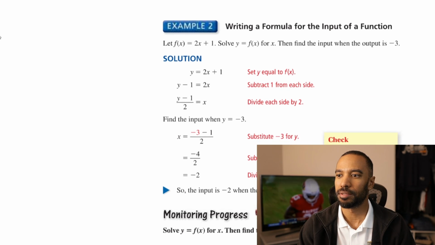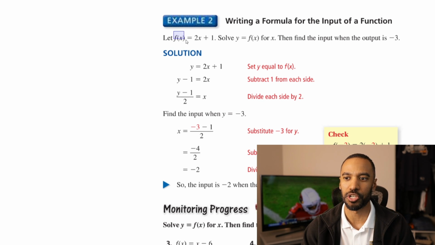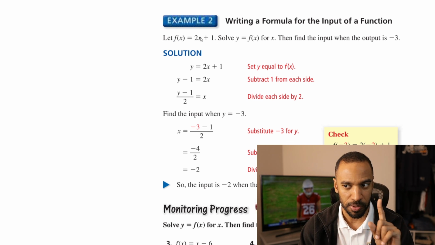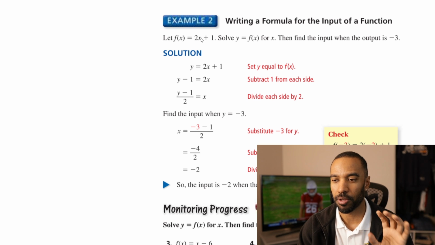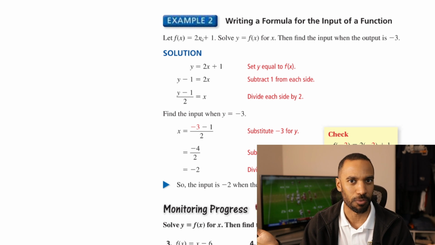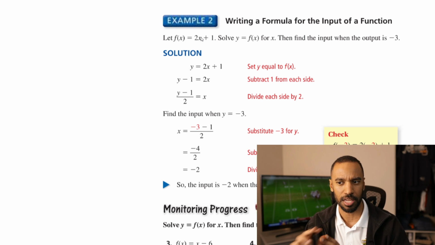Okay, moving on forward. Writing a formula for the input of a function. Now you see something in function notation right here, f of x equals, which means when I plug in a specific value for x, doesn't matter what, I only yield a very specific y value. I can't get different ones. So inverses of functions now are something we're going to talk about, or writing a formula for the input of a function.